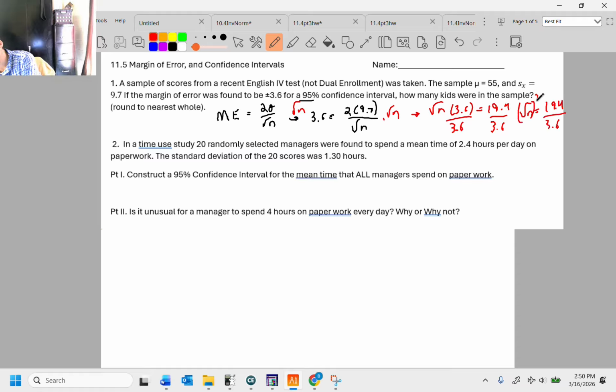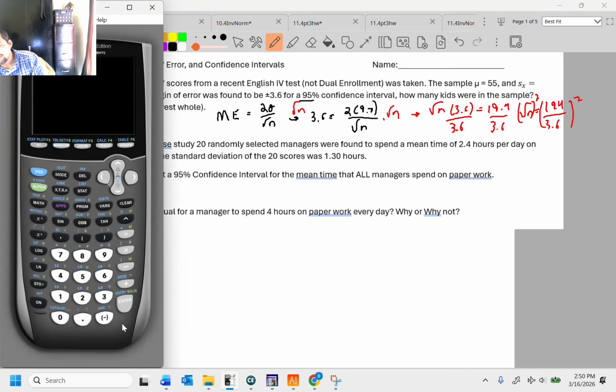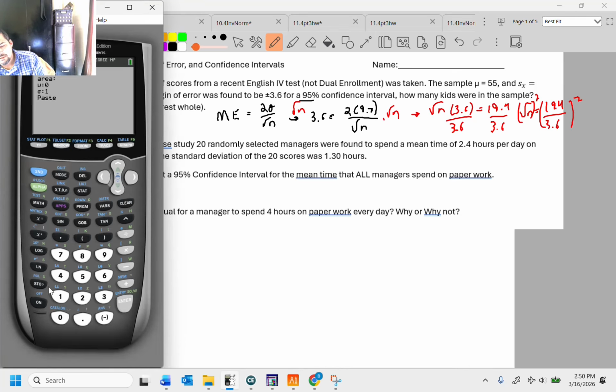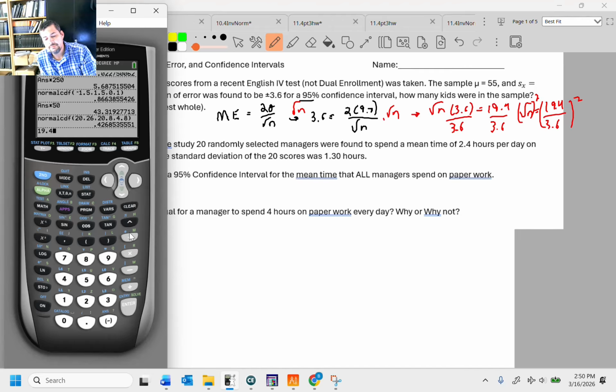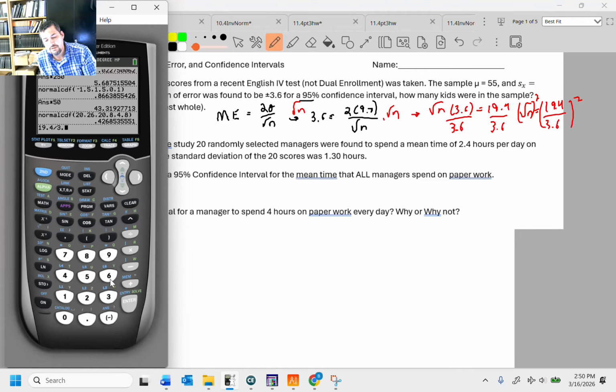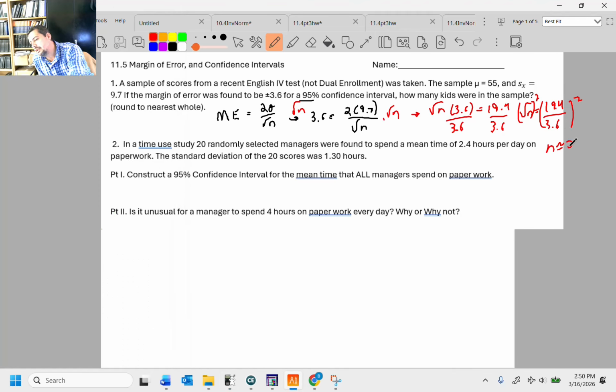And the opposite of square rooting is squaring. So that's what I'm going to go push buttons on in my little fancy TI-84 over here. I'm going to take 19.4. I'm going to divide it by 3.6. I don't like to do a whole lot of stuff at once. And then I'm just going to square that result. And I'm going to round accordingly. There's about 29 kids. N is about 29.